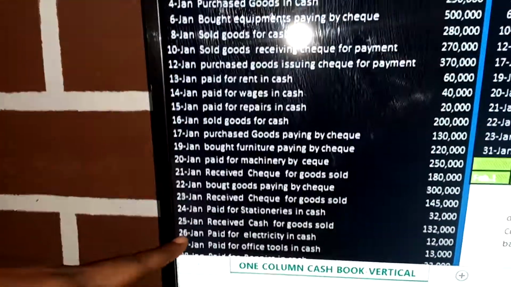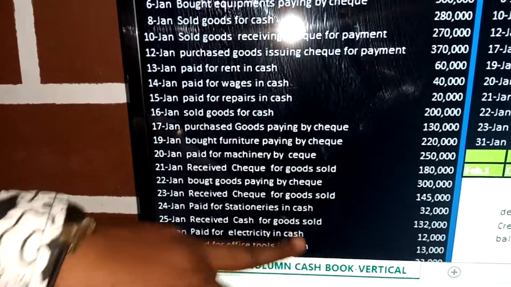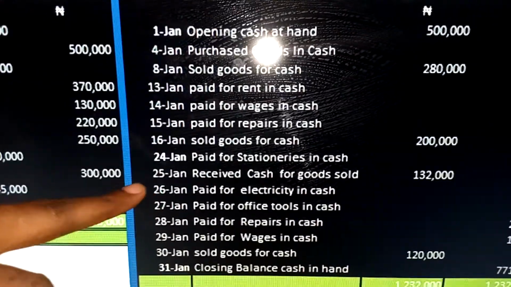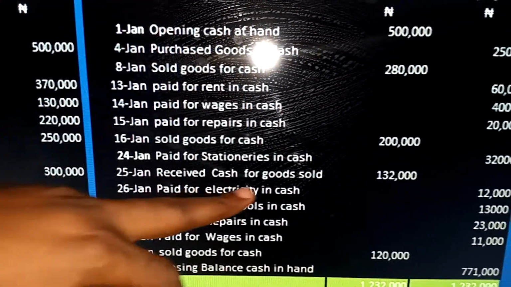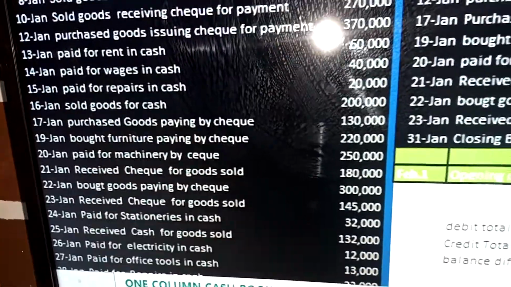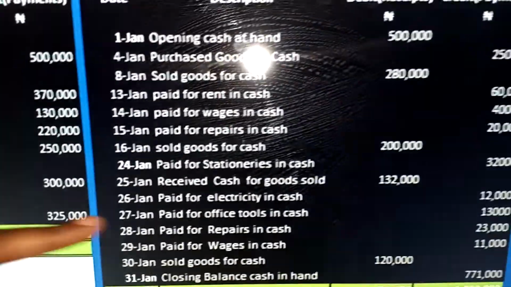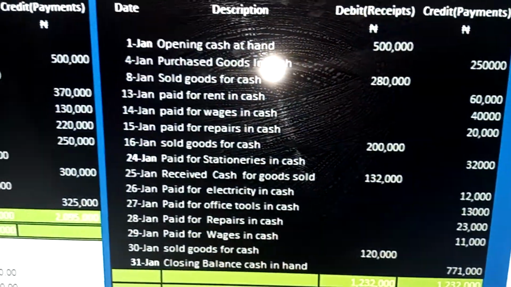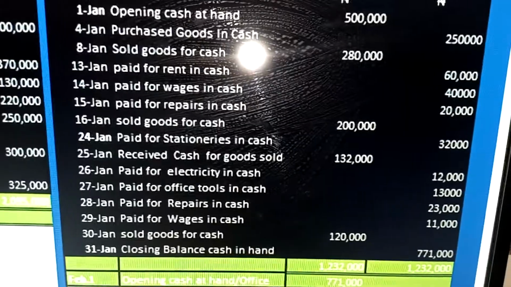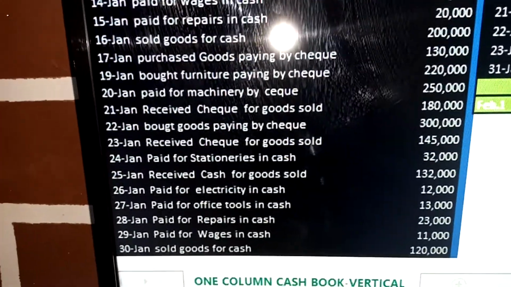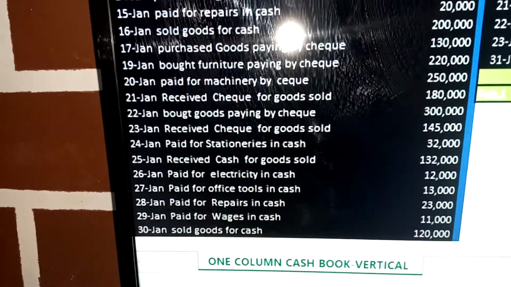On the 26th, paid for electricity in cash. It's affecting cash. So we go to cash book for the office. 26th January, paid for electricity in cash, 12,000. On the 27th, paid for office tools in cash, 13,000. It's a cash transaction. So we have 27th here, paid for office tools in cash. The payment side, that is 13,000.